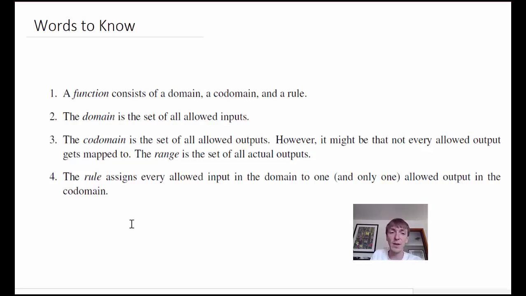Okay, so lastly, I want to cover this line 4 here. The rule assigns everything in the domain, every allowed input in the domain, to one and only one thing in the codomain. Okay, so functions can take lots of different forms. There's lots of different functions out there, but there is one thing they have to satisfy. They have to take everything in the domain to one and only one thing in the codomain.